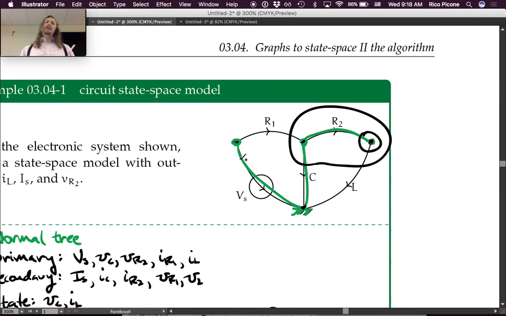So it's the current coming from the source. We want to know what that current is, apparently. That's something we're interested in. So we need to write that in terms of state variables and inputs. We do know, for instance, from looking at this, that IS is equal to IR1, right? Well, actually, IS is equal to negative IR1.